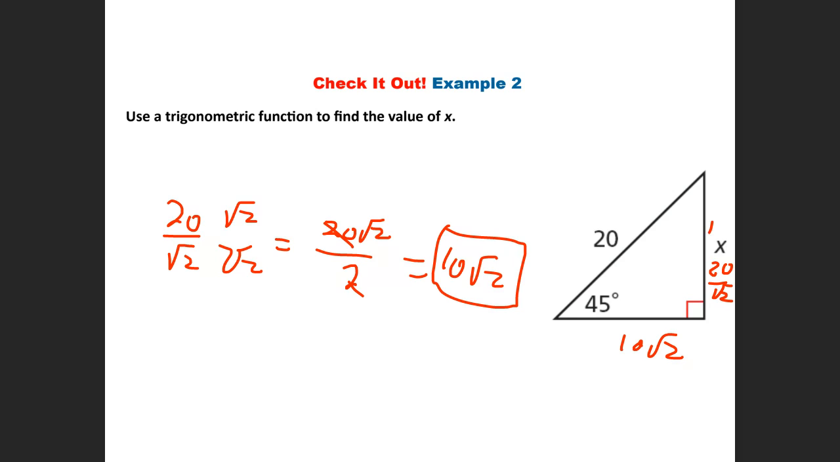So this side is 10 square root of 2. This side's 10 square root of 2. Those are exact values. I love special triangles. They're so cool.